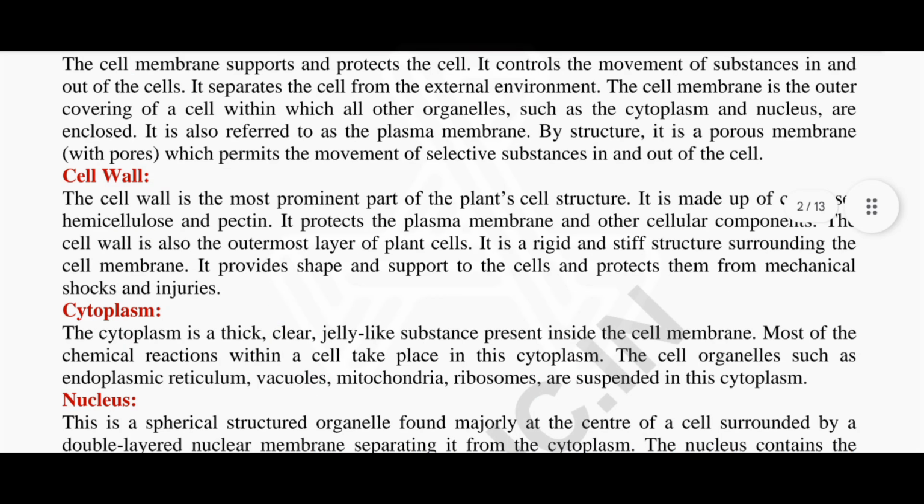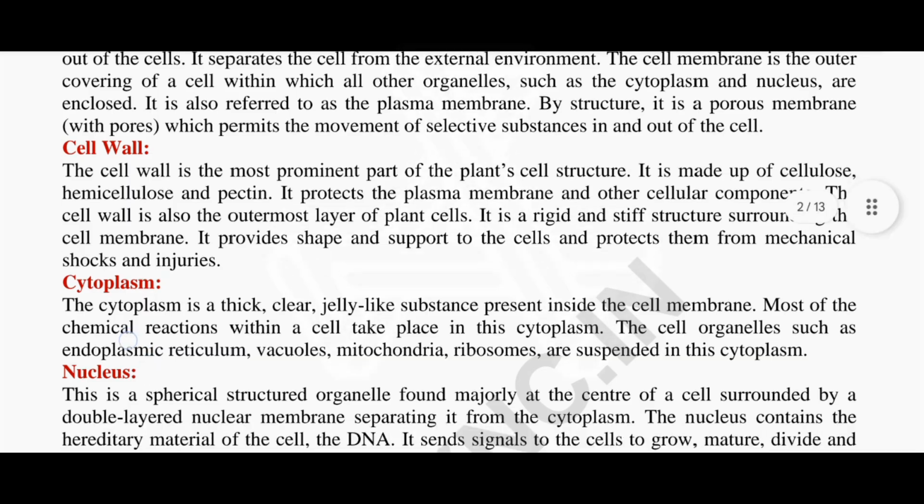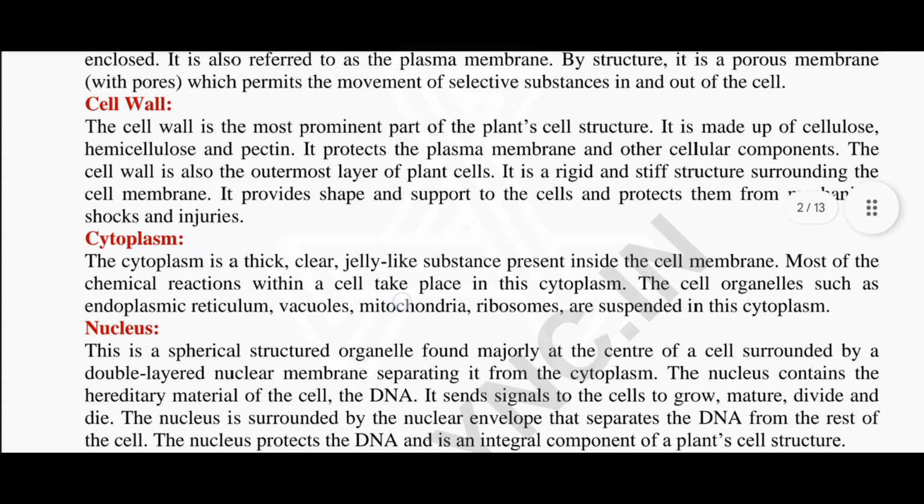Cell wall. The cell wall is the most prominent part of the plant cell structure. It is made up of cellulose, hemicellulose and pectin. It protects the plasma membrane and other cellular components. The cell wall is also the outermost layer of the plant cell. It is a rigid and stiff structure surrounding the cell membrane. It provides shape and support to the cells and protects them from mechanical shocks and injuries.